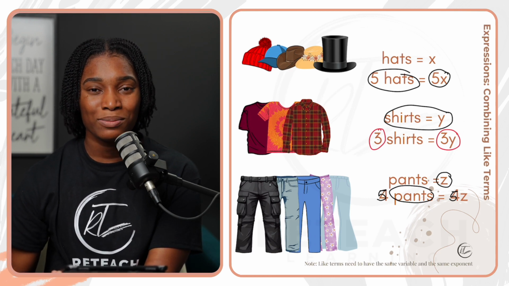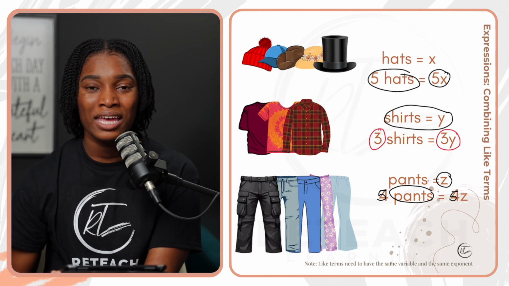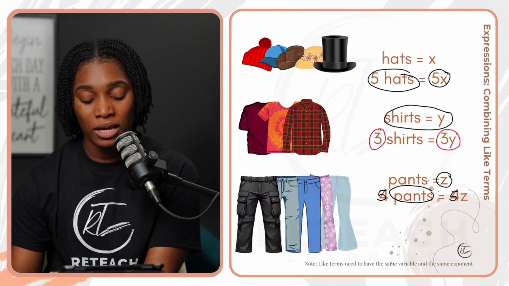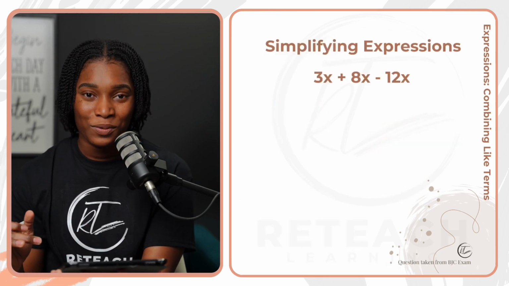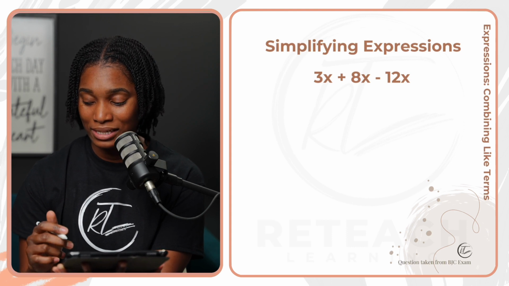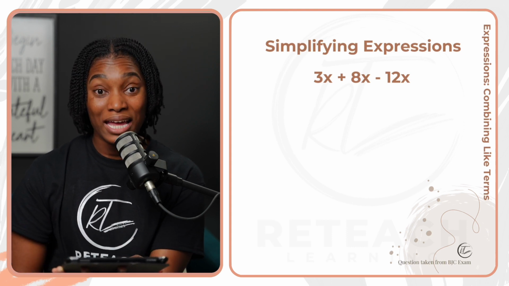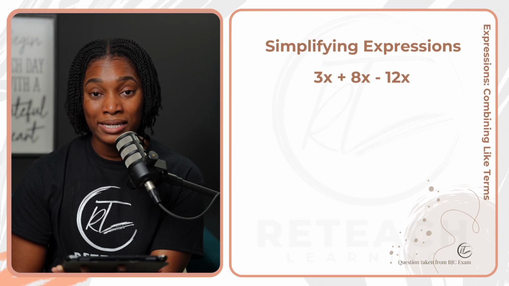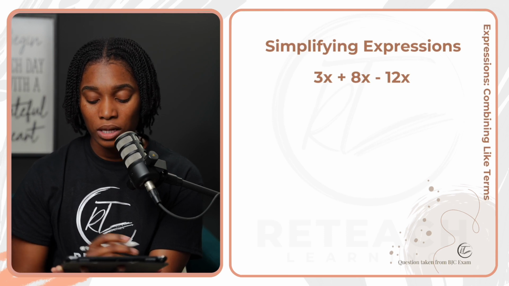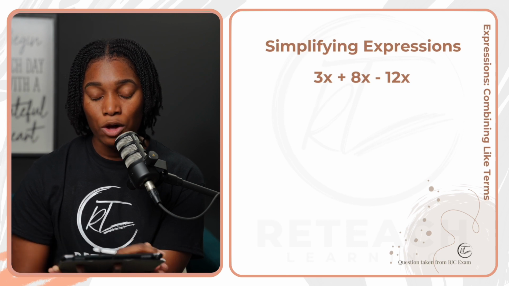So let's take a look at some examples of simplifying expressions, all right? And these questions are very similar to the ones that are on your examinations. So I want you to take a look with me, all right? So this one I pulled exactly from the exam as it is. So we have 3x plus 8x minus 12x. Okay, awesome, no problem. So let's go ahead and see, how do we simplify?